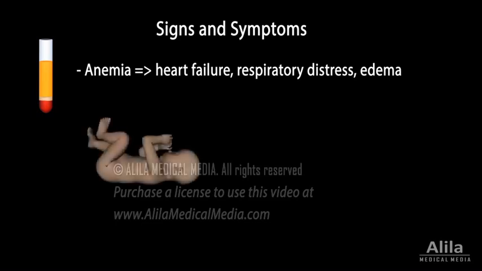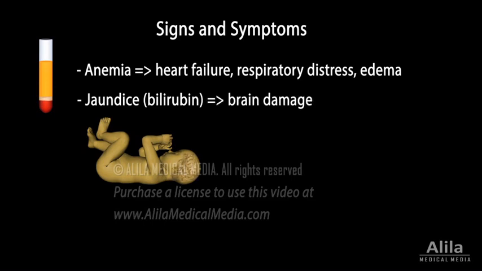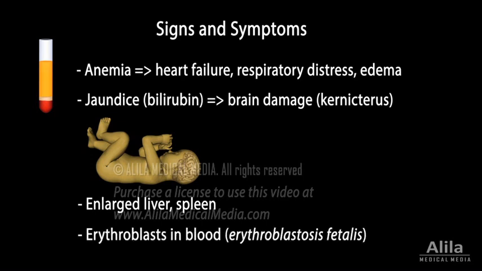Infants born with HDN also develop jaundice due to the accumulation of bilirubin, a yellow product of hemoglobin breakdown. Because red blood cells are destroyed rapidly and infants are unable to excrete bilirubin effectively, its levels rise quickly within 24 hours of birth. Bilirubin is toxic for brain tissues and may cause irreversible brain damage in a condition known as kernicterus. Other signs of HDN include enlarged liver, spleen, and presence of immature red blood cells, erythroblasts, in the blood. Some of these signs can be detected before birth with ultrasound imaging.